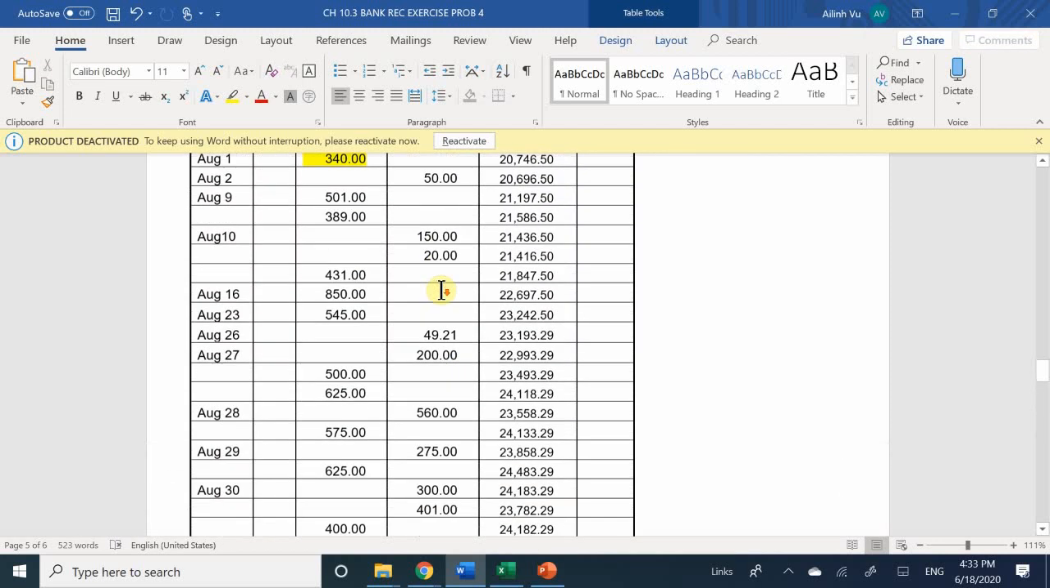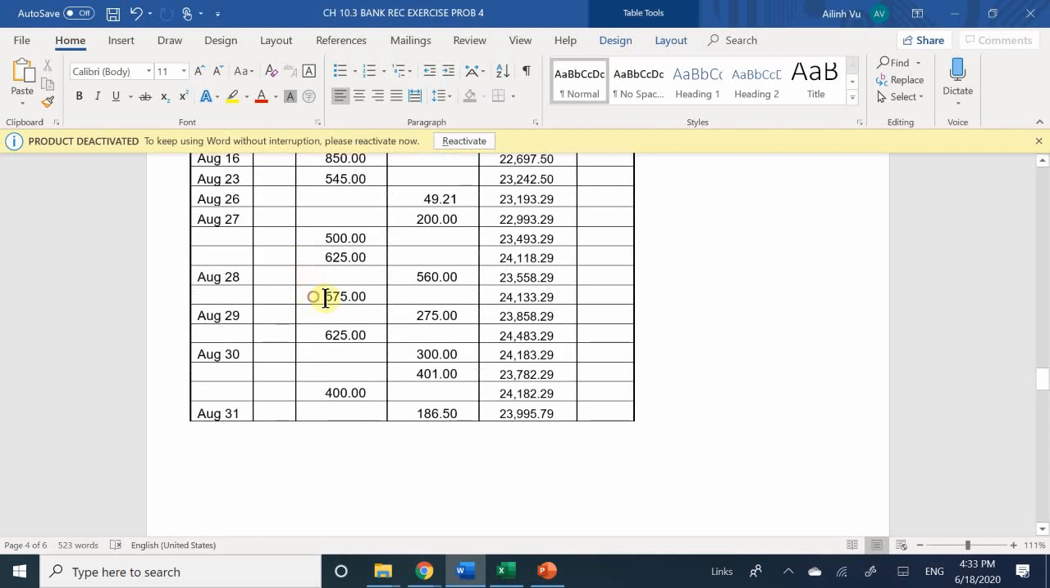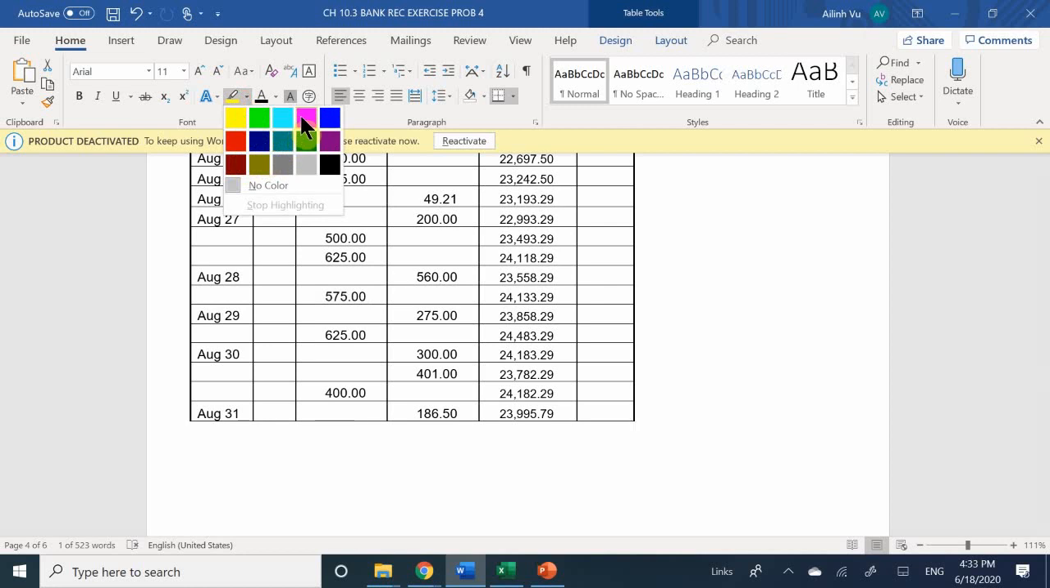So let's go back up here. So we have here 575 and I'm going to highlight that another color. Okay? So I'm going to highlight that blue. And then again, we have another $625 that we've deposited, right? Because the deposit that we made was only $400. So that's weird.